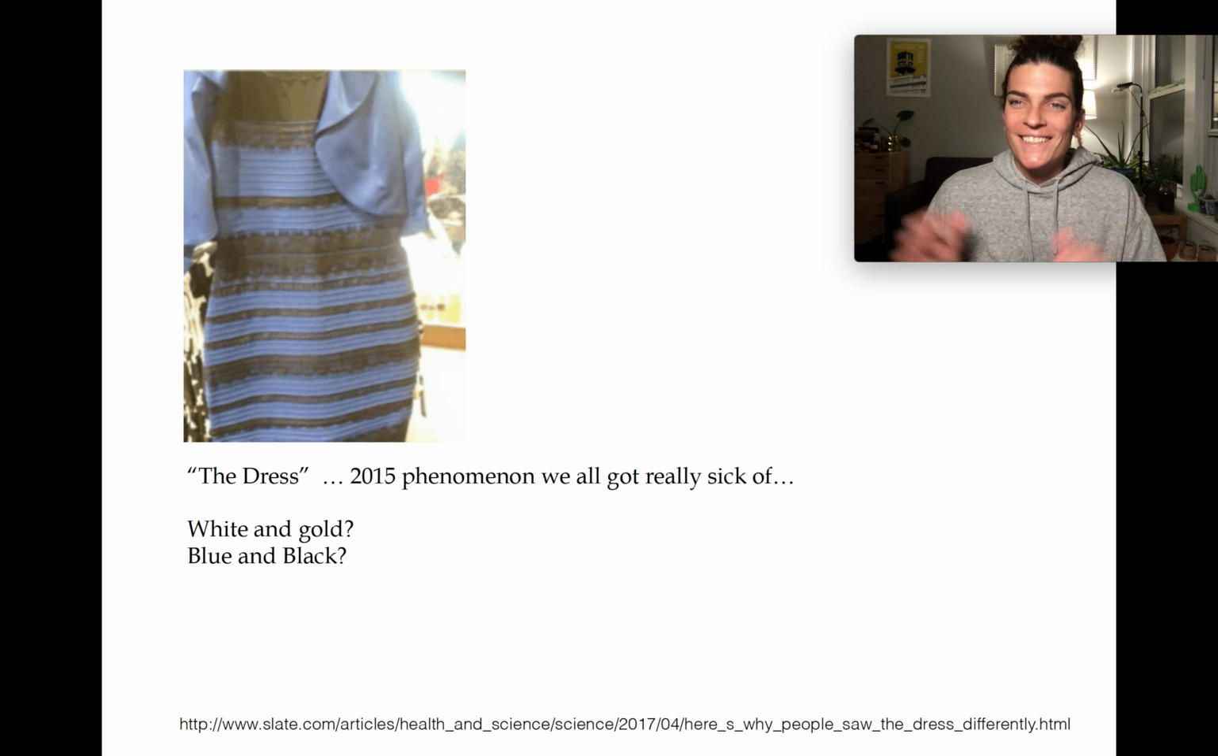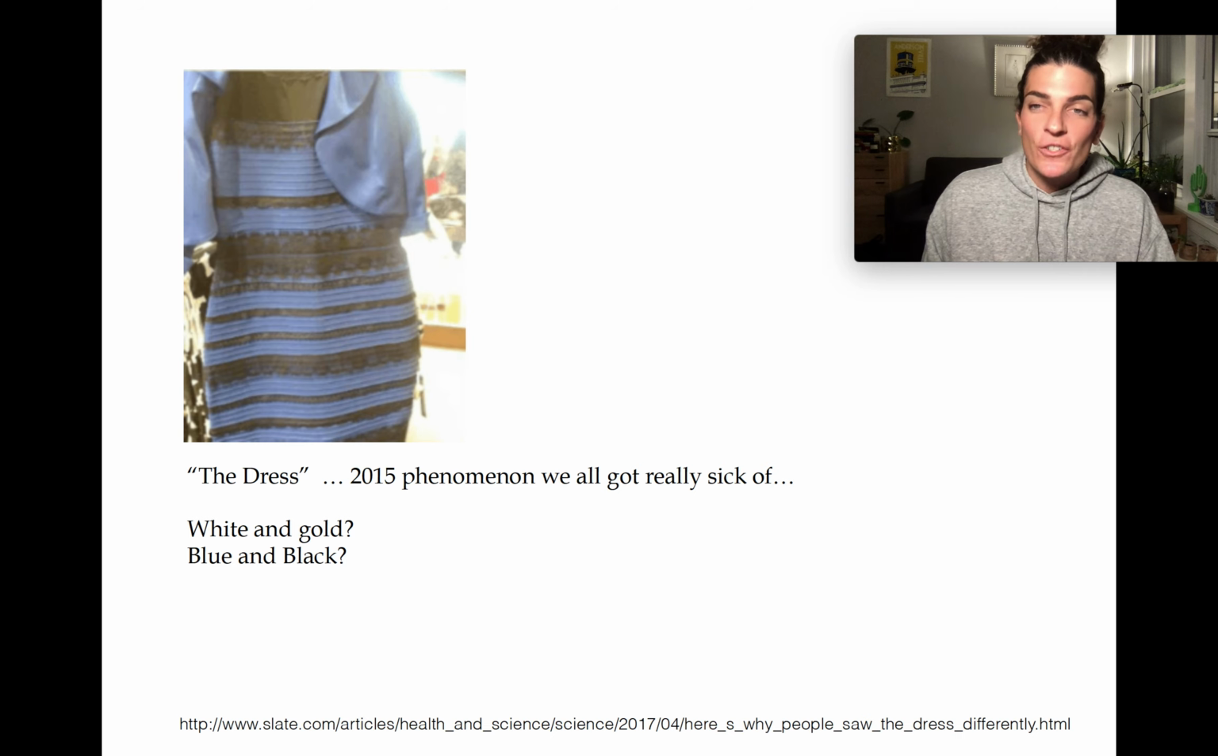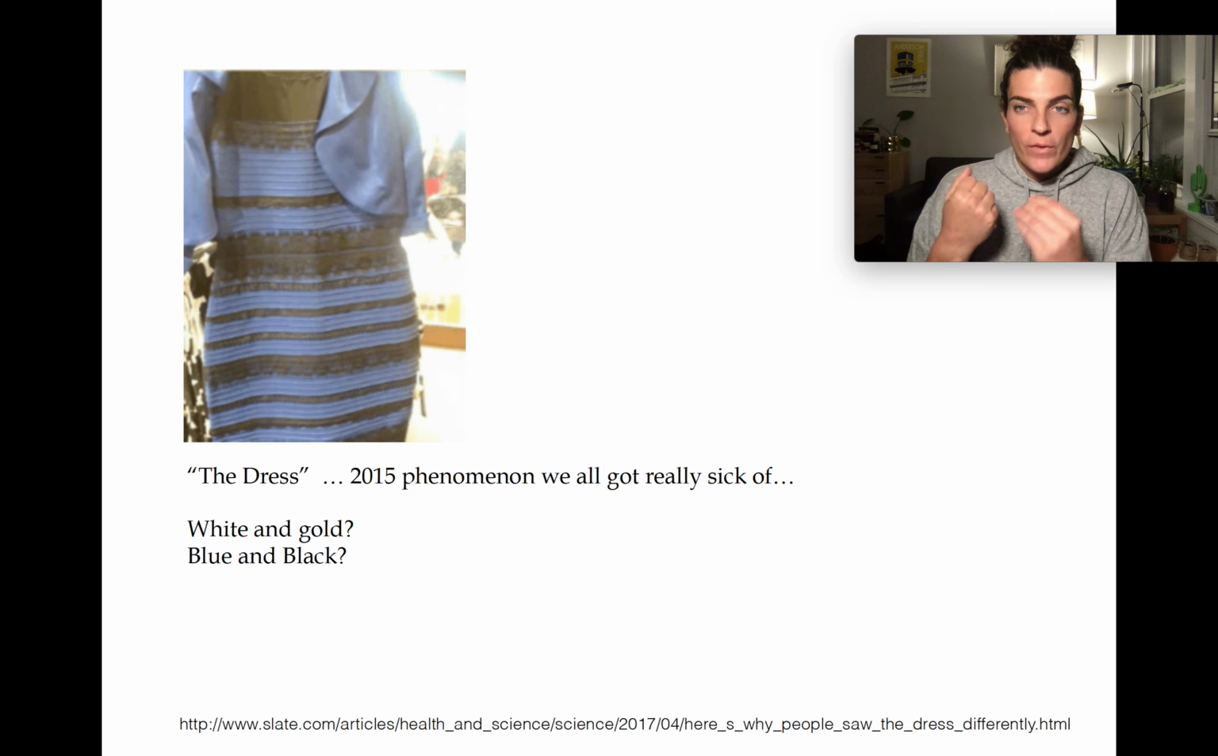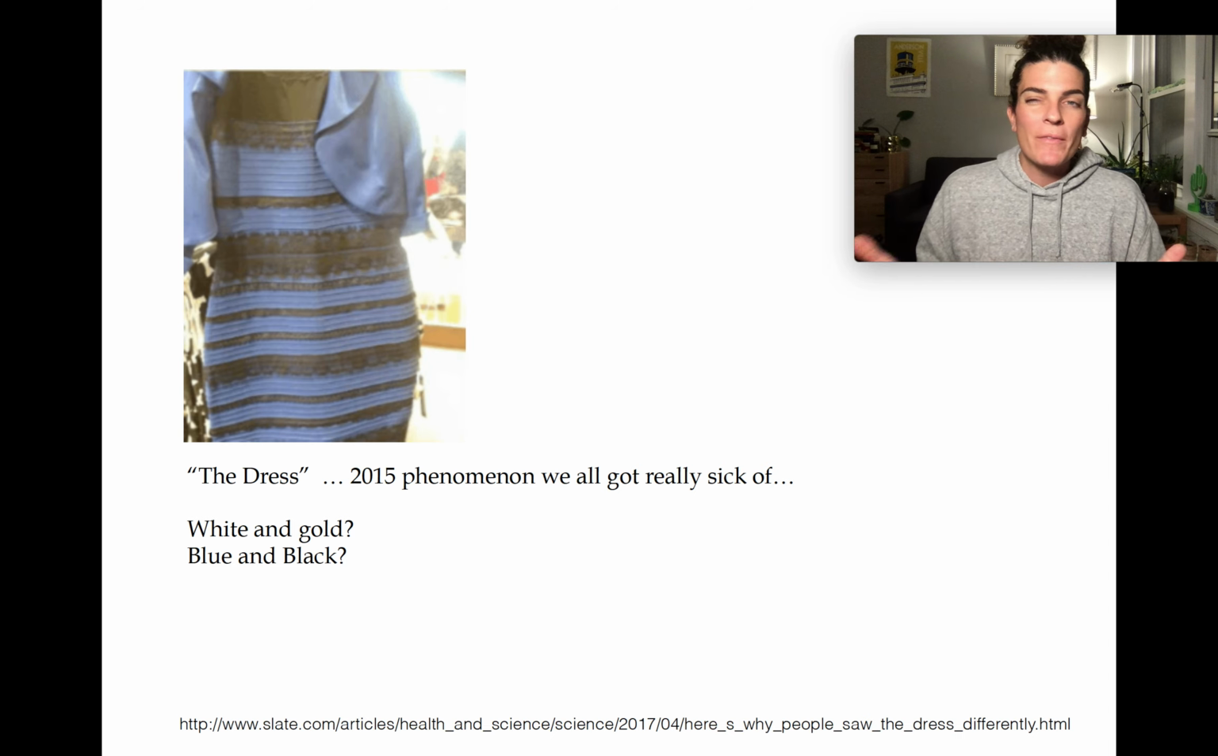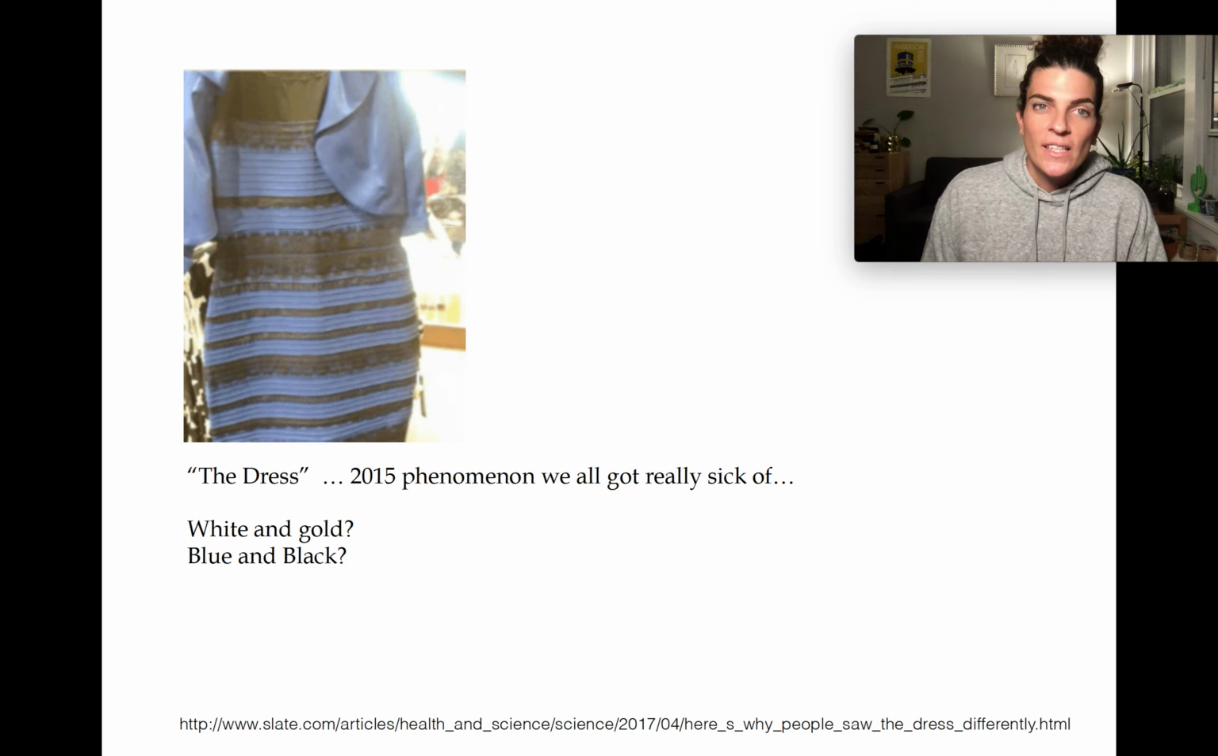A perfect example of this phenomenon is the dress from 2015. Was the dress white and gold, or was it blue and black? Our brains don't have a concept of what these colors were before. We've never seen them. We're just seeing them from this photo. It's very confusing, right? And so some people's brains saw white and gold, and some people's brains saw blue and black. Neither of them were wrong because we didn't have any context for what the colors actually were. We didn't have that color constancy. We didn't know beforehand what the colors were.